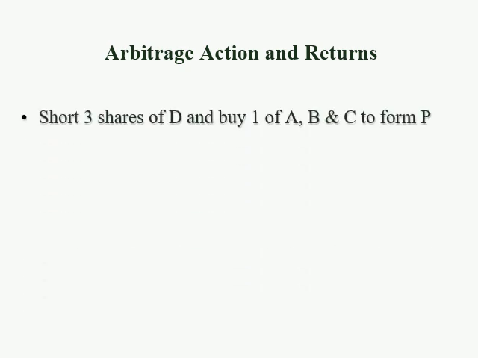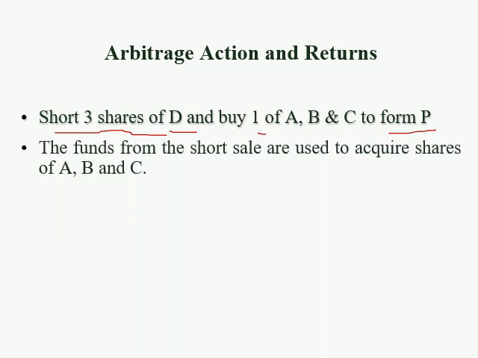What is the arbitrage action and what are the returns? The investors will short sale 3 shares of D and take the funds from this short sale to buy 1 share of A, 1 share of B, and 1 share of C, and form portfolio B. The funds, as we said, from the short sale are used to acquire shares of A, B, and C.